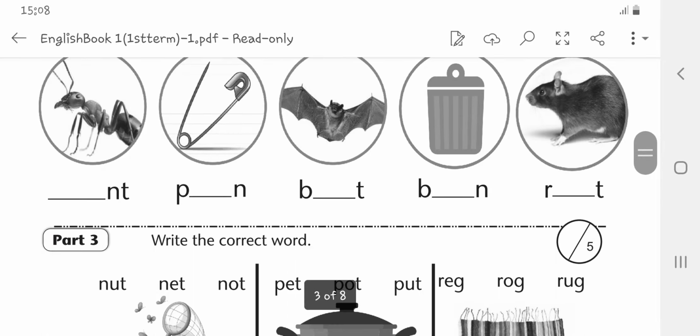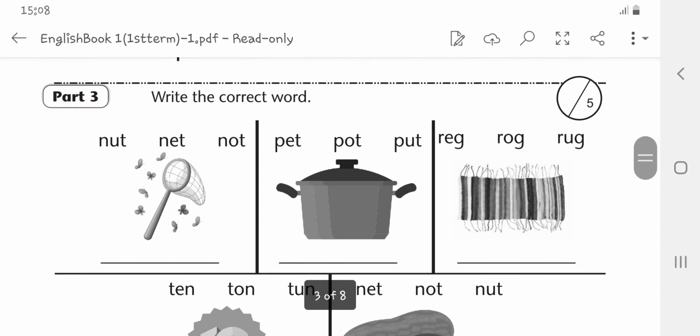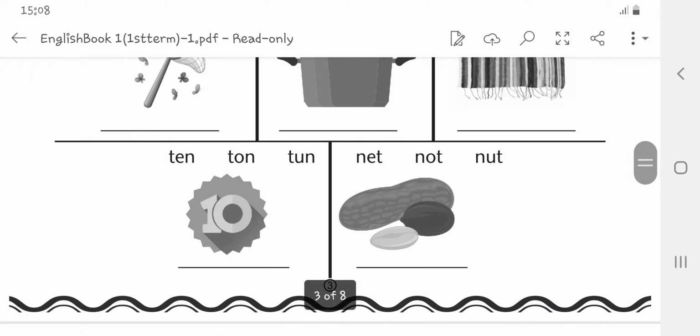These are vowels. Then part 3 is write the correct word. So the CVCs are given. They have to look at the picture and then choose the right word and write it here. For example, nut, net, and not. So the proper word is net. So that's why there are 5 marks for it.